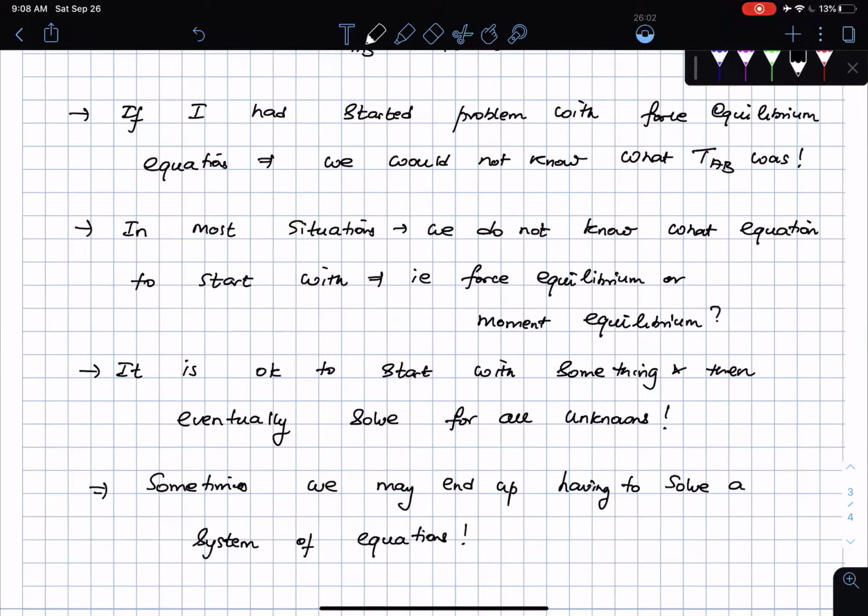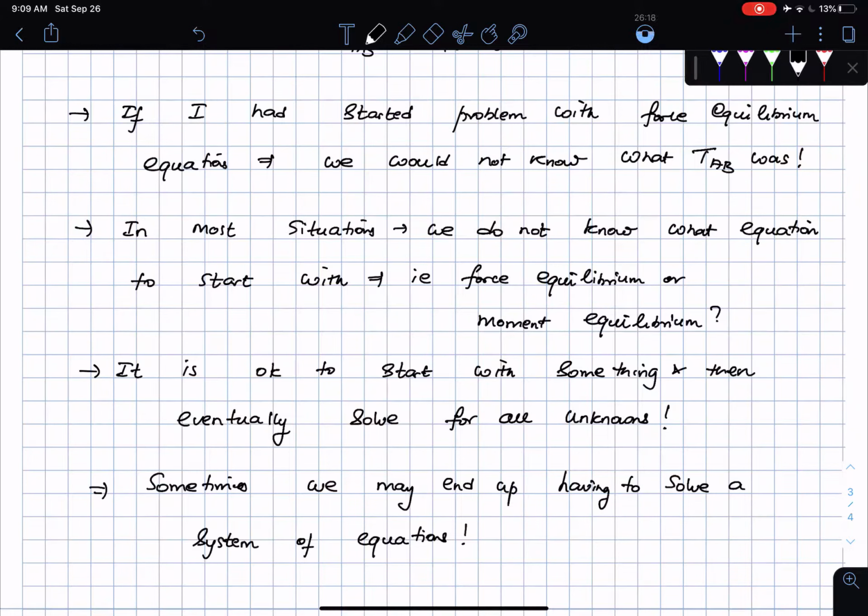Which is completely fine, because I don't know whether to start with force or moment equilibrium. Who tells me? Nobody tells me, right? So I just choose something that I feel comfortable with. If you're comfortable with force equilibrium, start with that. If you end up with an unknown, then you need to go and do the moment equilibrium.